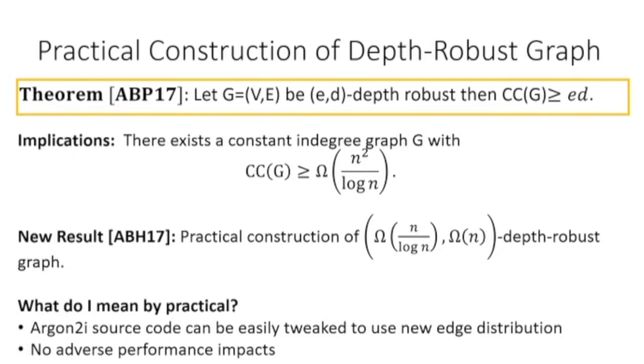So what do I mean by practical? Well, what I mean by practical is that you can actually tweak the Argon 2i source code to use the edge distribution from this new graph. And if you actually make these modifications and just evaluate performance empirically, there's no adverse effect, right? It runs in exactly the same amount of time. It's actually marginally faster, but very marginally faster. So basically, you get the same performance if you make these changes. So now we've gone from just an existential result to an actual concrete result that you can implement.